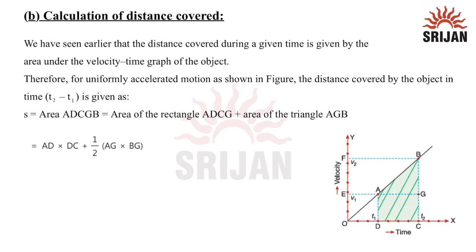Okay, for the rectangle it would be AD multiplied by DC. And for this triangle, the area would simply be half into base, that is AG, into height, that is BG. I hope this topic is clear to you.